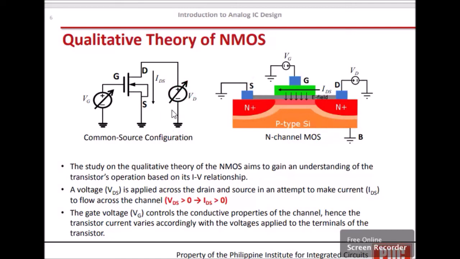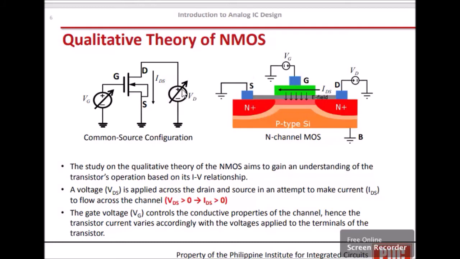So, basically, ganito yung magiging configuration ng ating NMOS such that magkakaroon ng current flow. Kapag ganito, ang tawag natin dyan, common source configuration. Bakit nga common? Kasi yung ating source, siya yung common to all. Siya yung connected to the ground. So the study of qualitative theory of NMOS aims to gain an understanding of the transistor's operation based on its IV relationship. A voltage VDS is applied across the drain and the source in an attempt to make the current IDS.